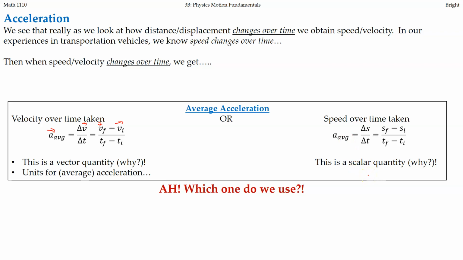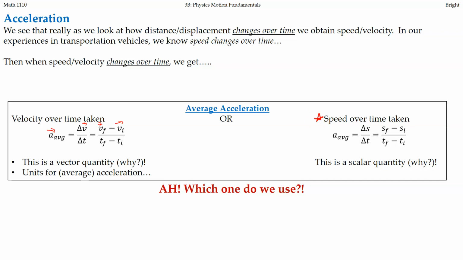So which one do we use? The big idea here is, if you're given a direction from earlier in the problem or something like that, that's when you should incorporate the direction. Otherwise, just assume that what you're being given is speed.